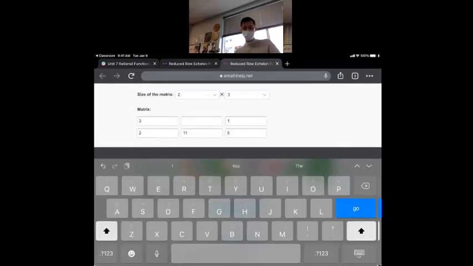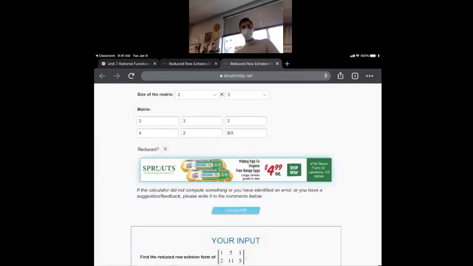That was 3, 3, 3. What was the next one? 4, 2, and the 8/3. So then just do 8 divided by 3. There, okay, just 8/3 like that. And you see the little blue parallelogram down there. It says calculate, so just click calculate.